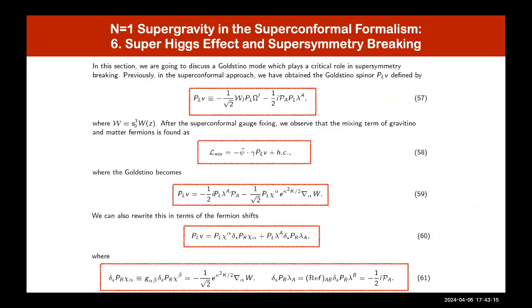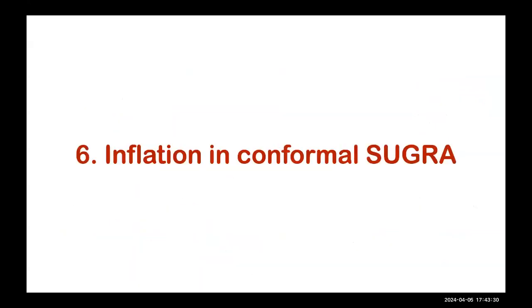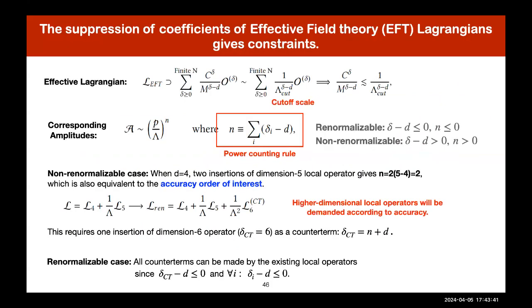And then there's some super-Higgs effects and supersymmetry breaking story, but I think I need to speed up, so I will skip it. So the last story is the inflation in conformal supergravity. Okay, so at first I would like to introduce a brief review of the effective field theory concept.